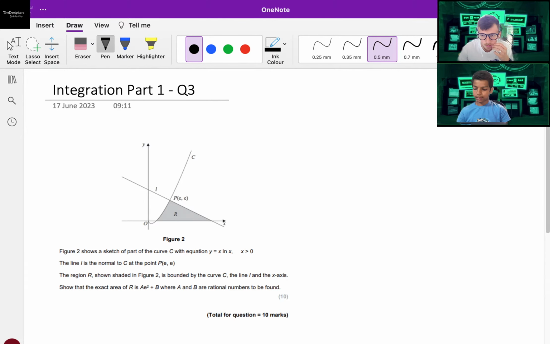Integrate x ln x. But before you even think about what we need to integrate, I think it's good to think about how you're going to find the area of that shape, because it's not just going to be a straightforward integration question. There's some other stuff you need to think about.